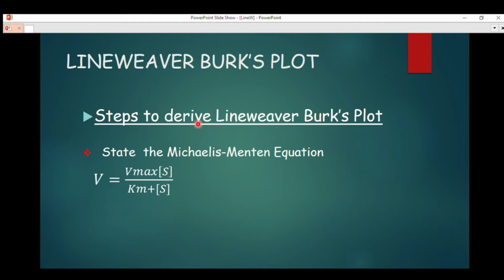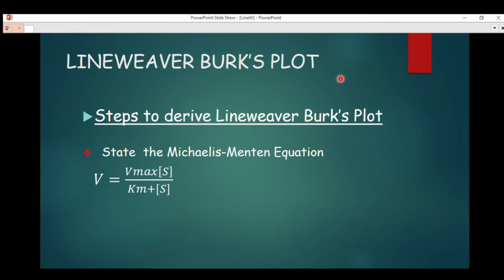Today is another lesson, and we are going to treat a subtopic in enzyme kinetics: how to derive the Lineweaver-Burk plot from the Michaelis-Menten equation. So in enzyme kinetics we have three types of plots. We have the Lineweaver-Burk plot, the Eadie-Hofstee plot, and the Hanes-Woolf plot. And all these types of plots are derived from the Michaelis-Menten equation.